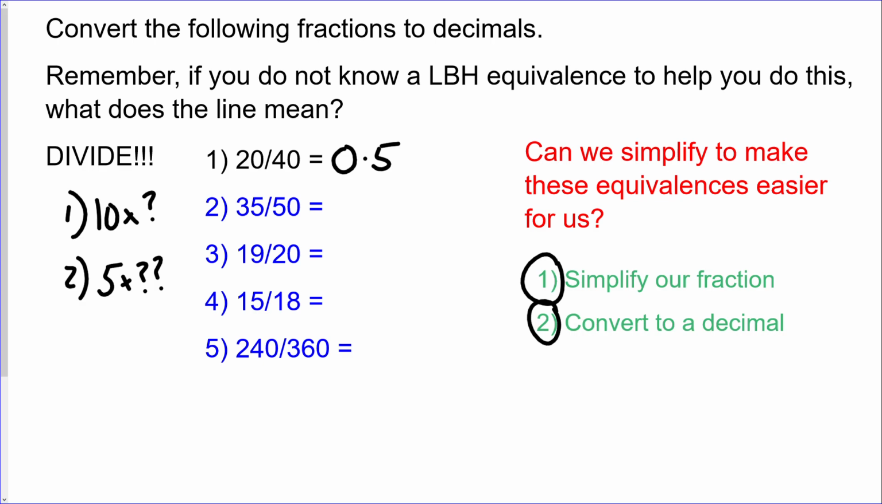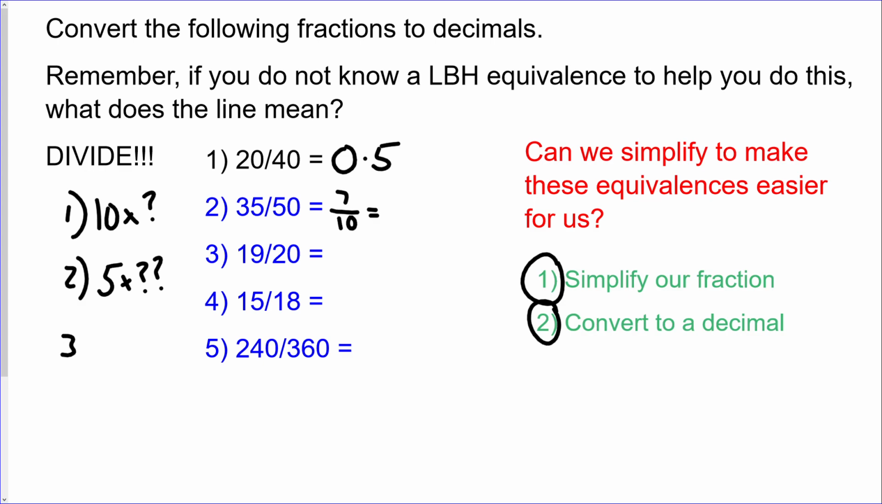And I can see actually this time, yes, they do, because both numbers, the numerator and denominator, end with either a 5 or a 0, and therefore are multiples of 5. 35 divided by 5 is 7. 50 divided by 5 is 10. And now I can do that remembering that the line means divide, or I can use my learn by heart fact. I will leave that for you to do.